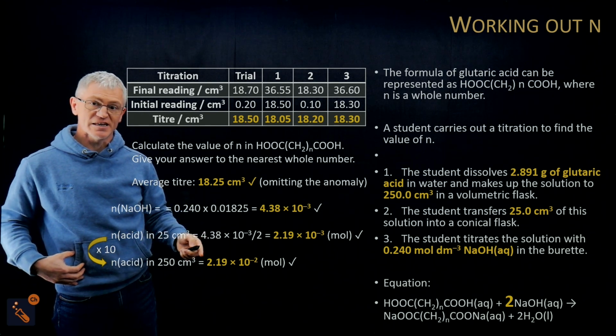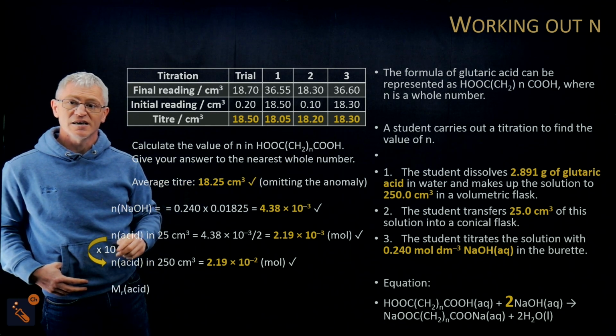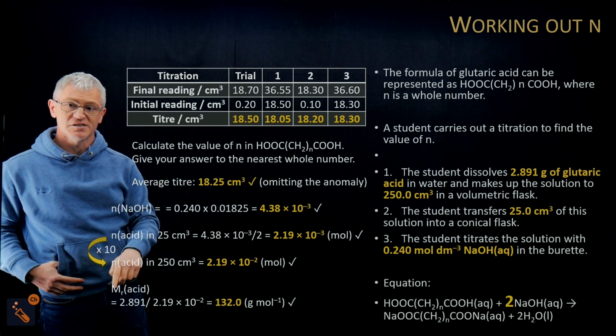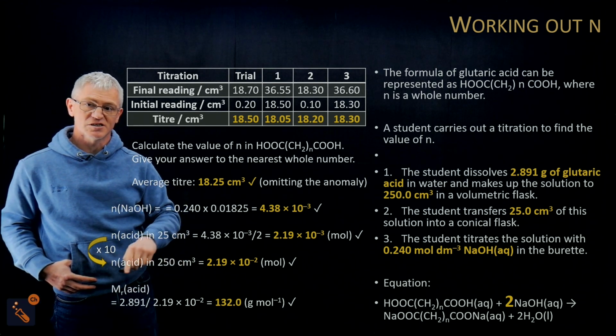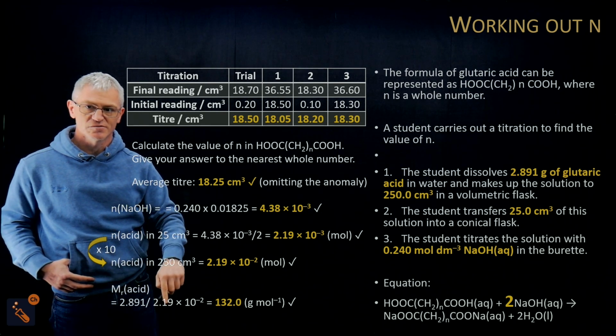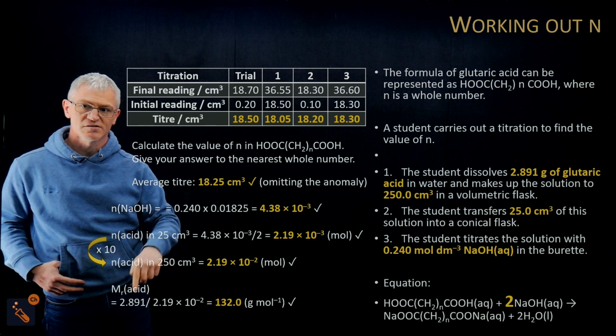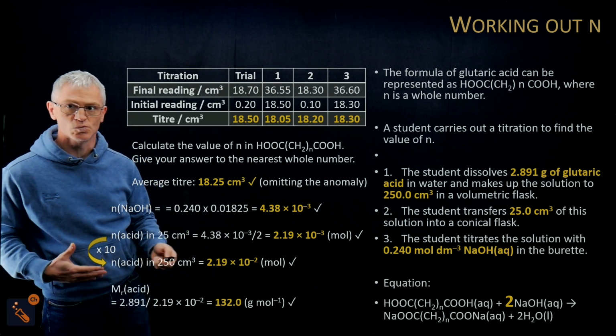Now we've got the number of moles of the acid. We've got the mass of the acid over there, which is 2.891. And then we can work out the molecular mass. So here is our mass divided by our moles, because molecular mass is the mass divided by the moles. So there's your moles here. Here's your mass. And we've got a molecular mass of 132.